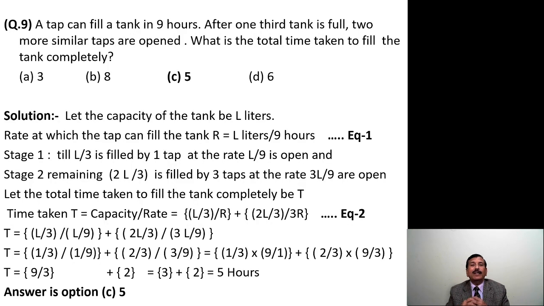A tap can fill a tank in 9 hours. So the rate of filling the tank will be, suppose L is the capacity of the tank, L by 9 is the rate of the tap. But the tap is open only till 1/3 of the tank is filled. So naturally, we say that the time taken to fill the full tank will divide into two parts. One is up to the 1/3 level, only one tap is on, and then for the remaining 2/3 level, 3 taps are on, because along with the current tap 2 more taps are open.